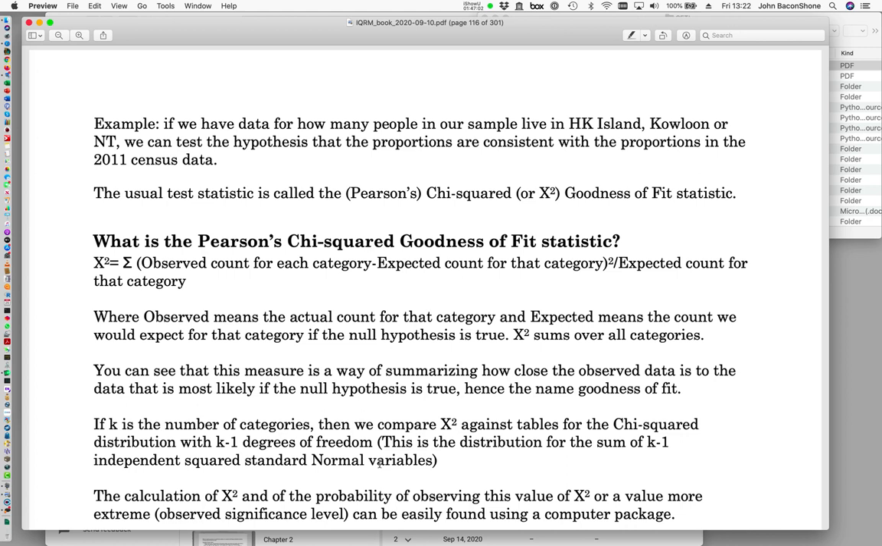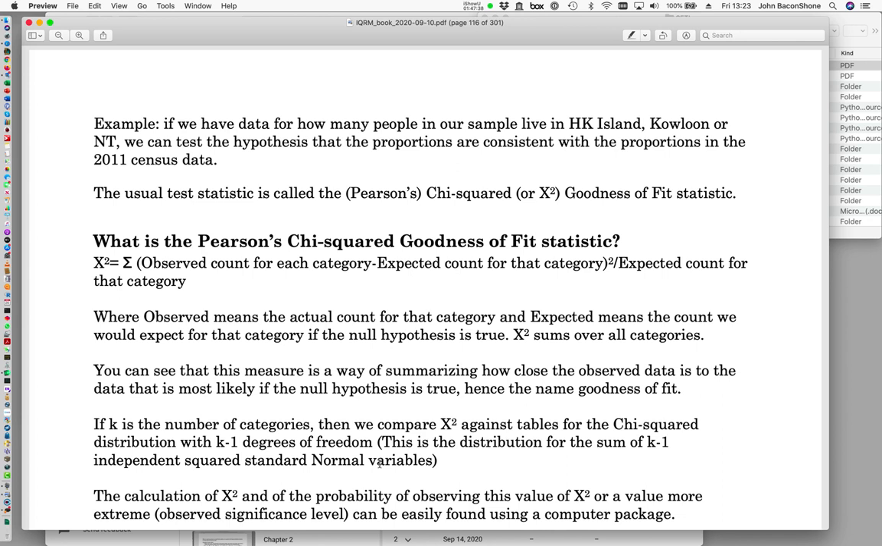We're going to look at the squared differences between the observed and expected counts for each of our categories. We're going to add those up, but before we add them up, we're going to scale them by the expected counts for that category. Obviously, if all the observed counts equal the expected counts for all our categories, X squared is 0. But if the observed and expected counts are quite different, then X squared will be relatively large.